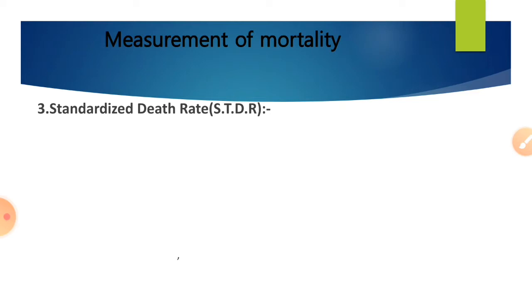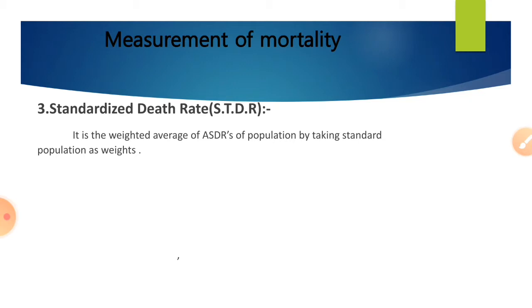So now we'll see, what is the meaning of STDR then? It is the weighted average of ASDRs of populations by taking standard population as weights. Let us consider there are two populations. In these two populations, two different age groups will come. In population A, there are 20,000 people in the age group 10 to 19. In population B, consider the same age group, 10 to 19, with 35,000 population.